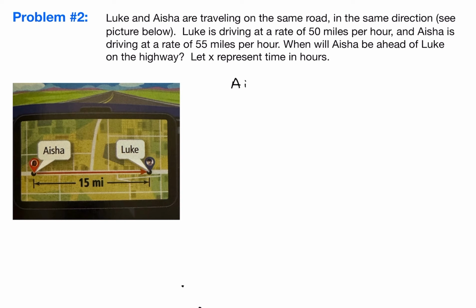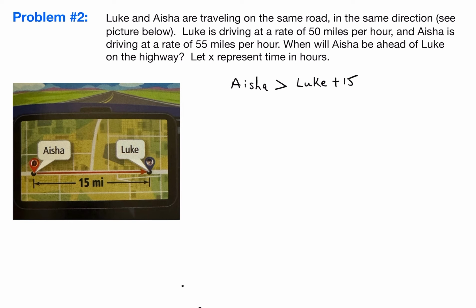So Aisha, we want to know when she's going to be ahead. So Aisha's distance is going to be greater than Luke's distance plus 15 miles. We need to understand that relationship. Aisha has to catch up to Luke, but in addition to catching up to Luke, she has to make up this 15-mile distance that they're apart. Therefore Aisha's distance is going to have to be greater than Luke plus 15.